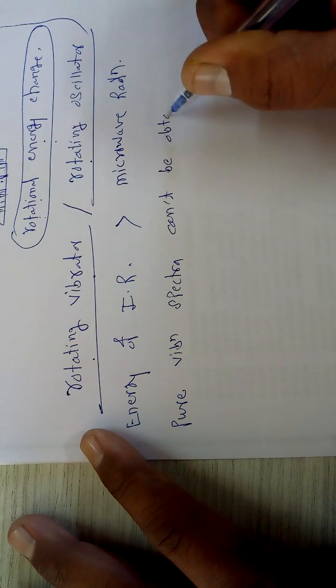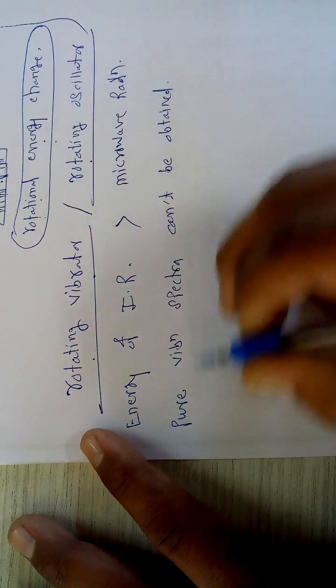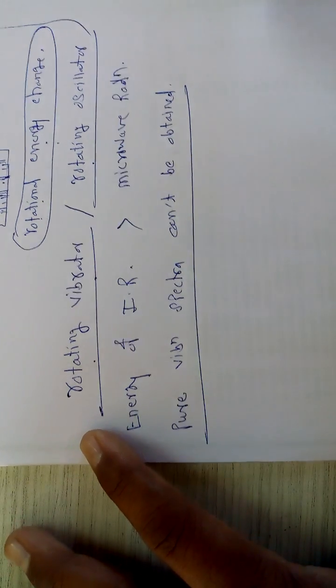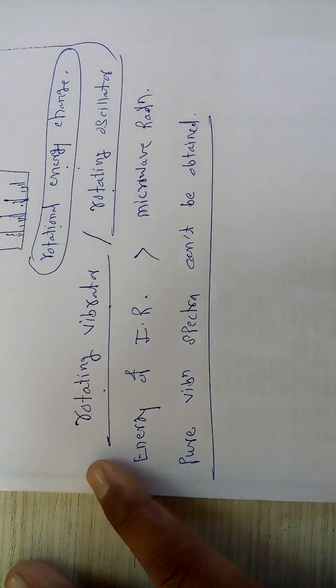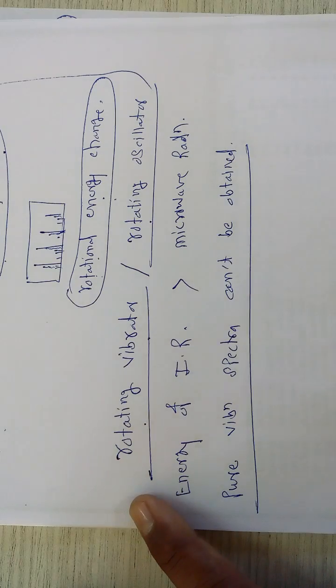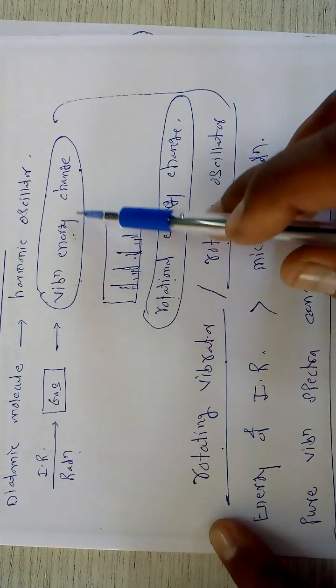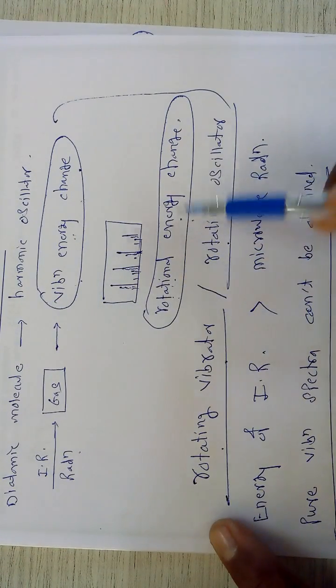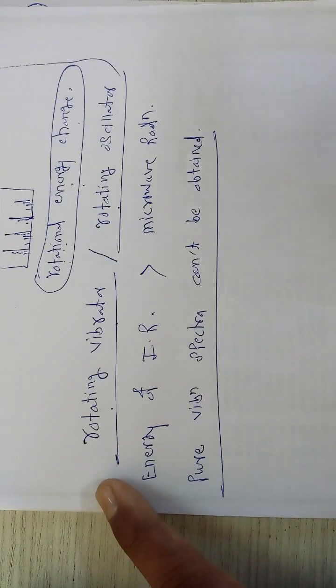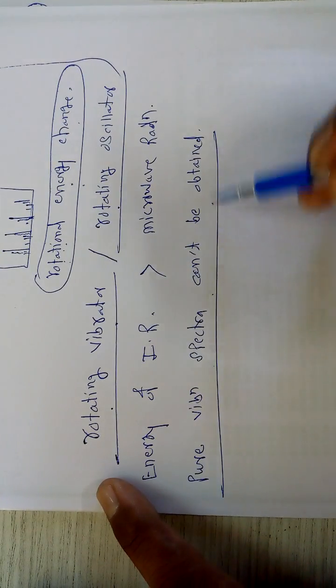Pure vibrational spectra cannot be obtained. And why is this so? Because in the spectra of a molecule, there is a combination of lines due to vibrational energy change as well as rotational energy change. Therefore, pure vibrational spectra cannot be obtained.